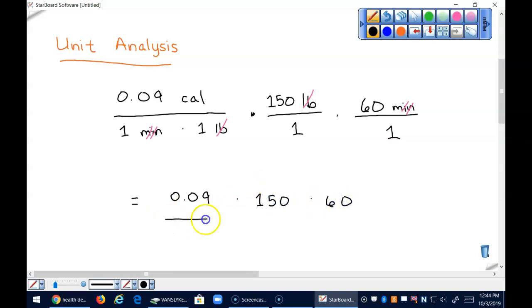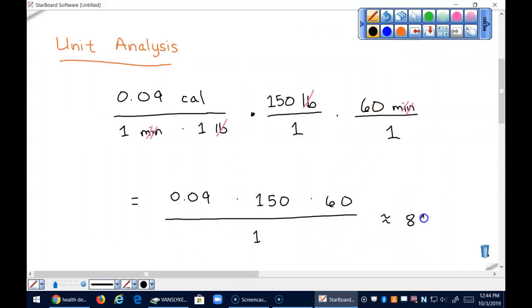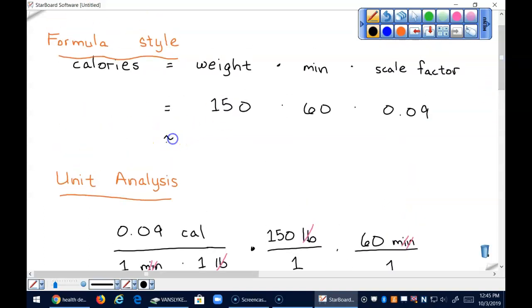I multiply across the bottom. That's just a bunch of 1. And I get whatever that answer was, 810. Everyone knows the squiggly equals means this is the step I rounded in. Put that back here too so it matches. Okay.